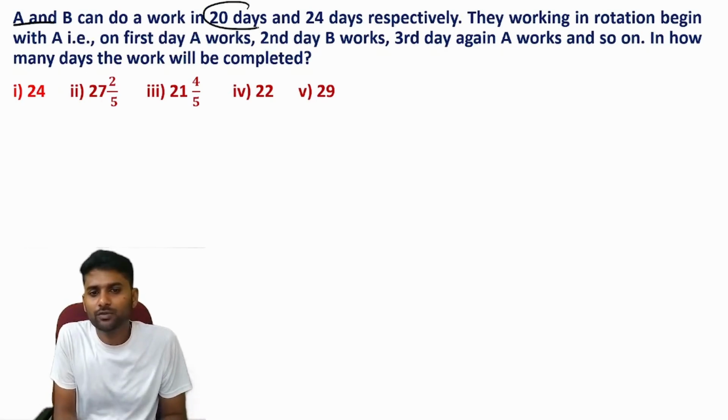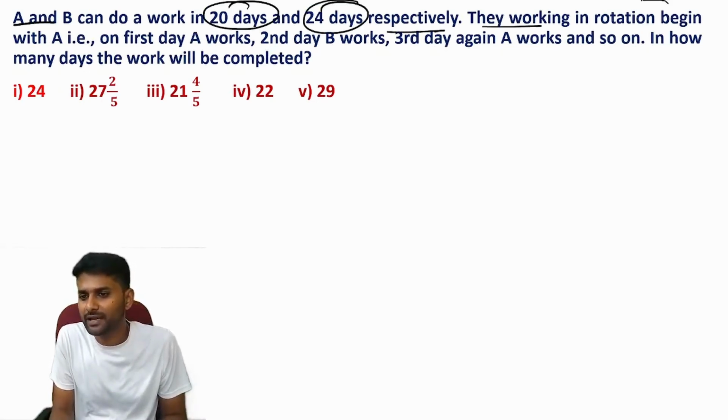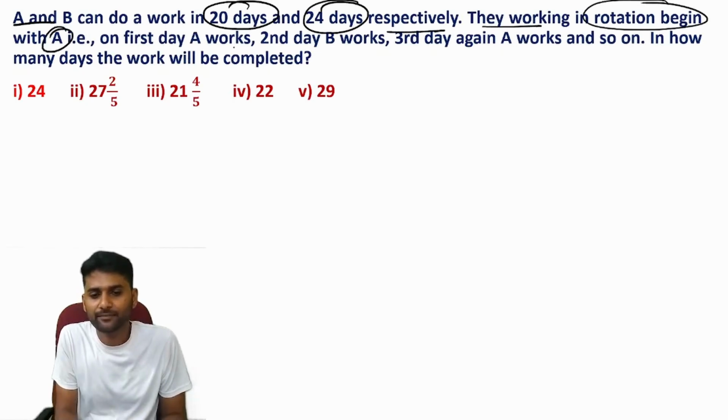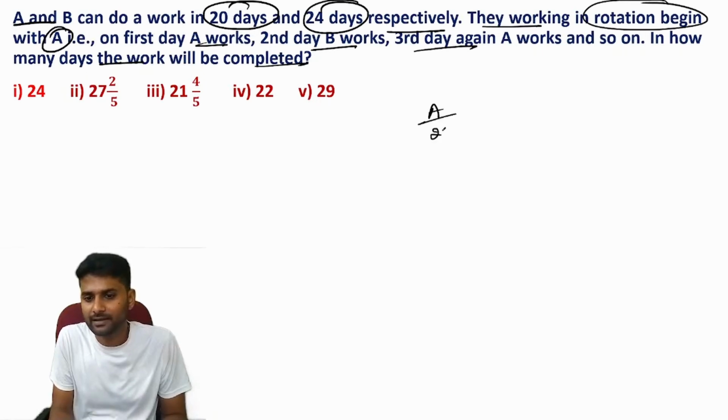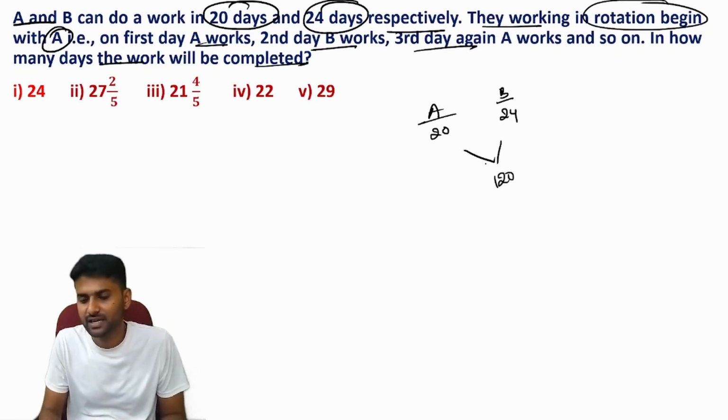A and B can do the work in 20 days and 24 days respectively. They work in rotation beginning with A: first day A, then B, again A. In how many days will the work be completed? A takes 20 days, B takes 24 days. Let us take the total work as 120 units. A's efficiency is 6 units per day, B's efficiency is 5 units per day.